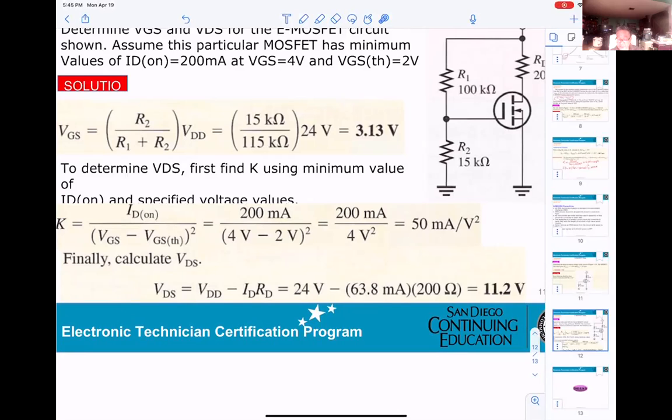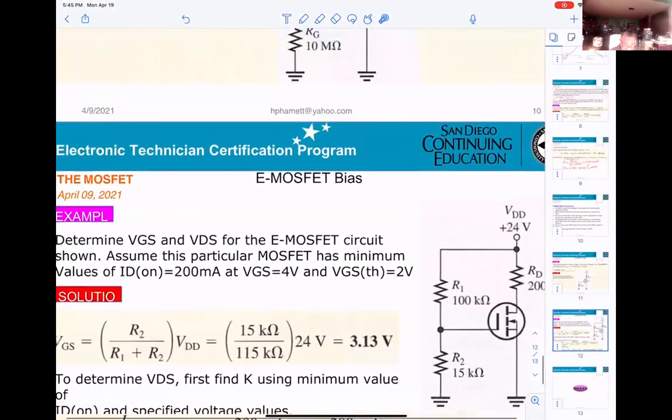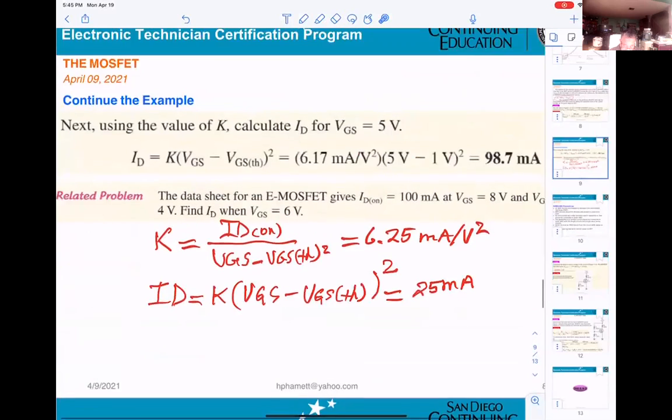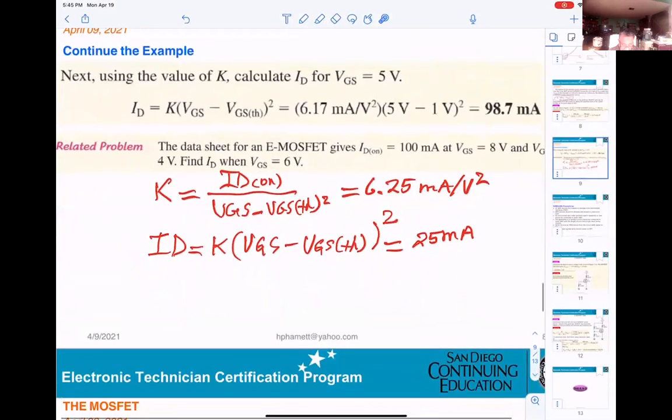Okay, so basically we have to calculate the ID. In here we skipped calculating the ID. You already calculated the K, then you're supposed to calculate the ID. It will be the same formula like we did up here. That's what we need to calculate the ID: ID equals K times (VGS minus VGS TH) squared.